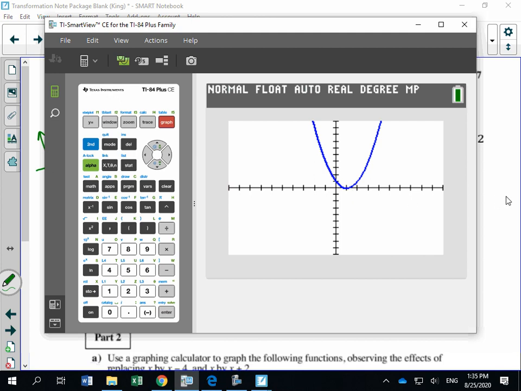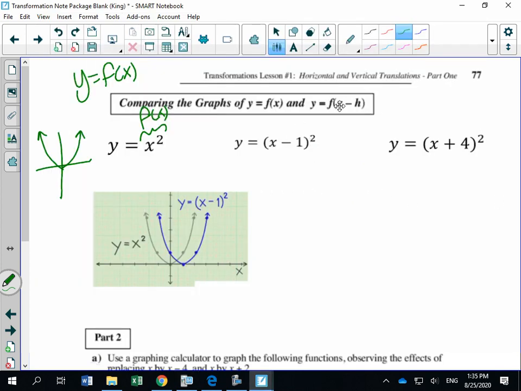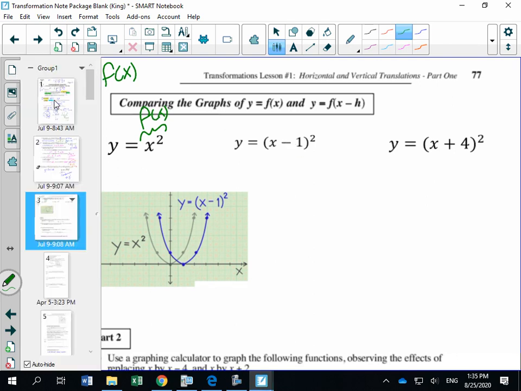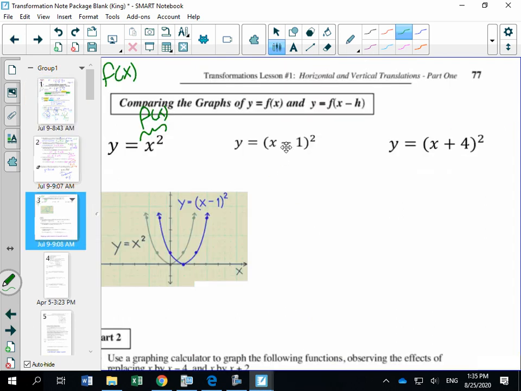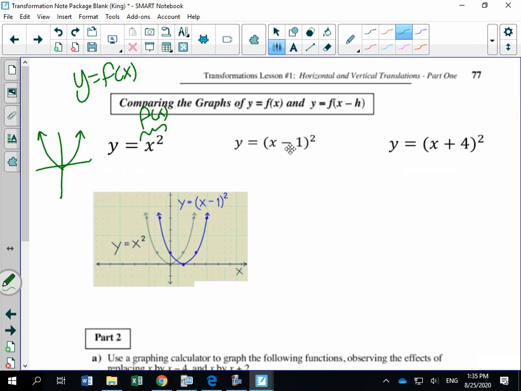So a few things that I need you to realize. If I said to you, okay, what is your H value here? And remember in 20-1, I would have just called it your P value. I would have said, well, what's your P value? So in 30-1, I'm going to say, well, what's your H value? It's always the opposite of what it appears in here. So the H value is not -1. The H value is actually 1.